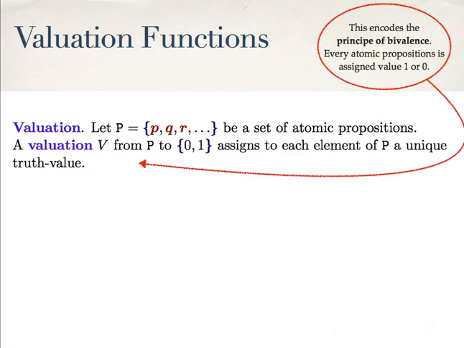One side observation is important at this point, namely that the valuation function V that we've just defined as assigning truth value either 0 or 1 to each atomic proposition encodes the so-called principle of bivalence. This is the principle that says that every atomic proposition is assigned one truth value or the other, so that there are only two truth values in total, truth or falsity. There is no third possibility. You might want to think about whether this is a plausible principle or not.